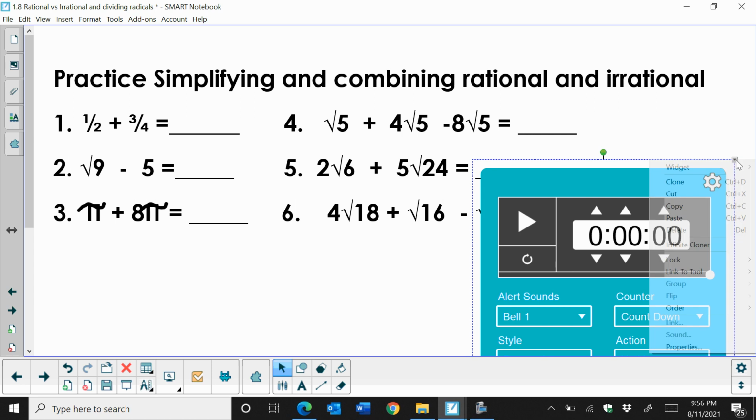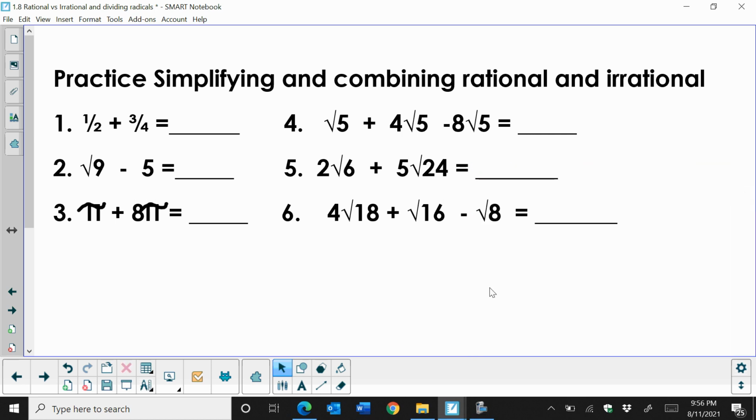Okay, that was 5 minutes. So let's take a minute and check these over. Okay, let's look at number 1. We have 1/2 and 3/4. Those are two rational numbers.